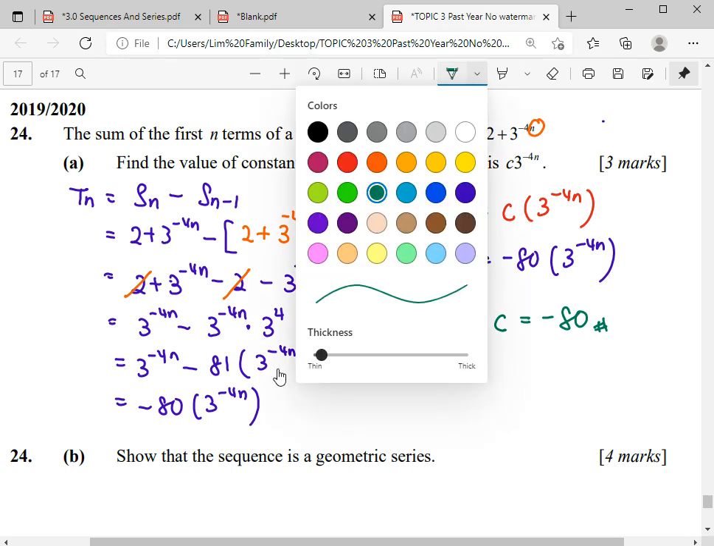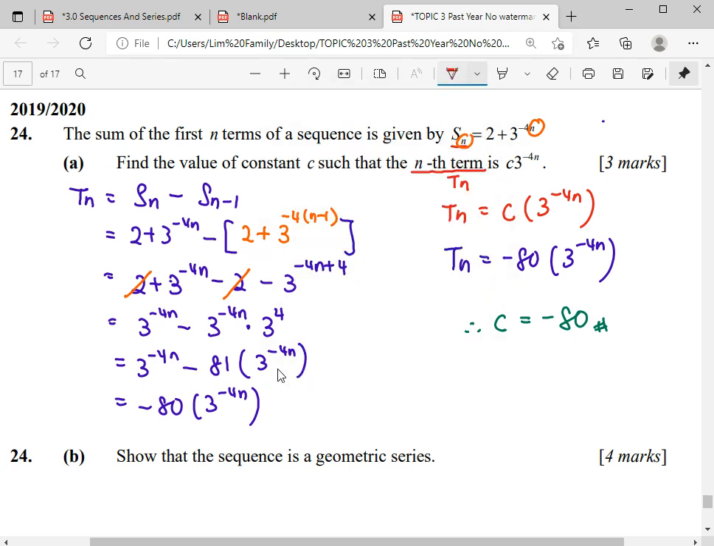Okay, so let's see the important concepts here. The first important concept is how you find your Tn using Sn, by using Sn minus S(n minus 1). Then the second is how you simplify your indices and get the answer, to compare and find that C is negative 80.